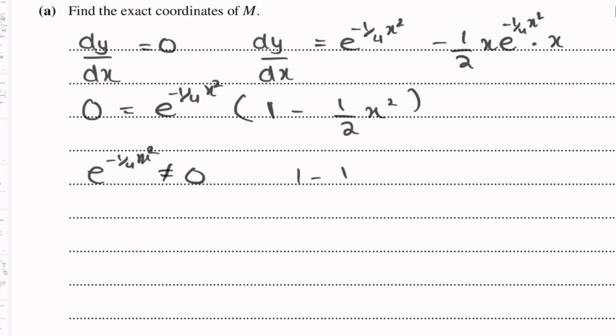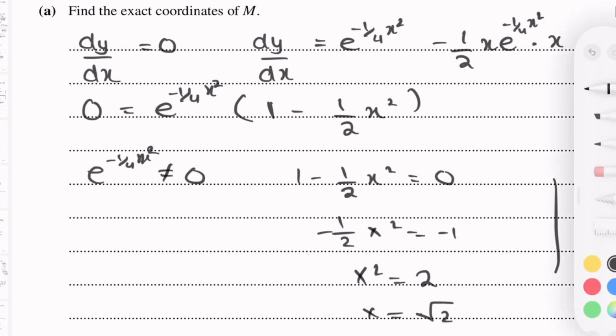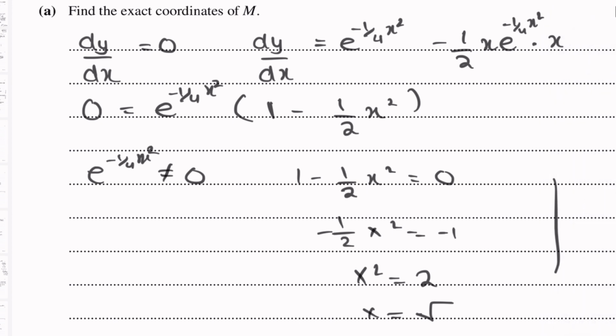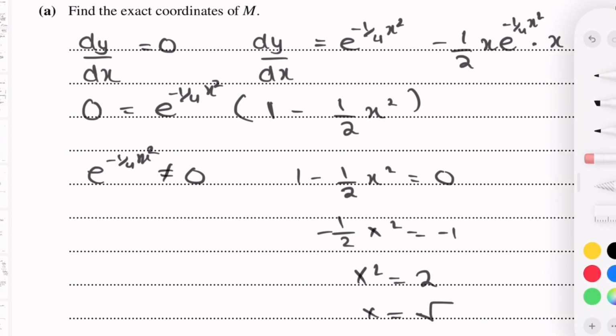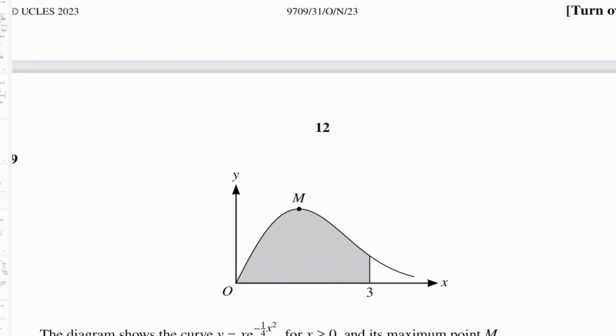However, there is a solution coming from this part, and so you get negative 1/2 x squared equals negative 1. You get x squared equals 2. You get x equals, obviously, root 2. Now, you could do plus or minus, but you're going to have to pick the positive solution because x, as you can see, is at the positive axis.